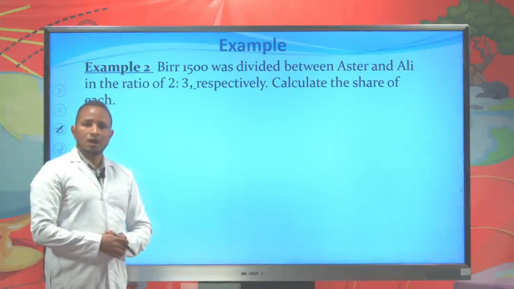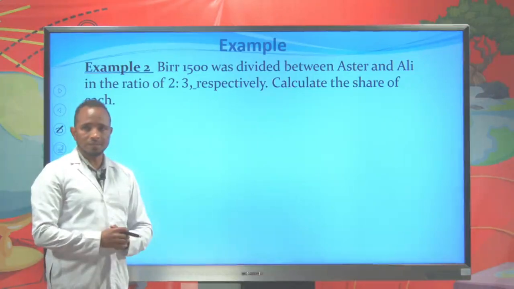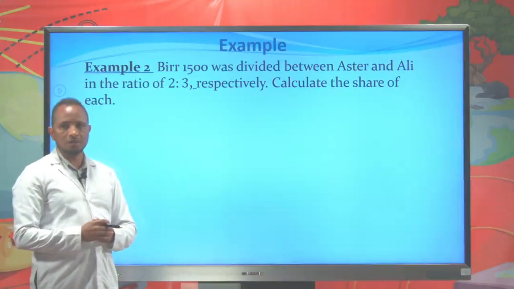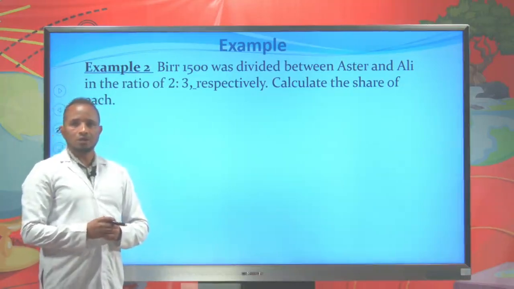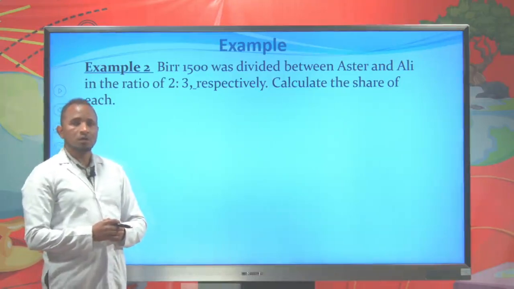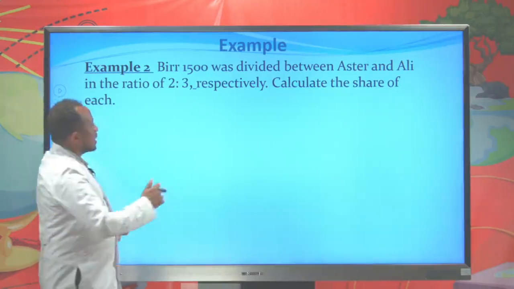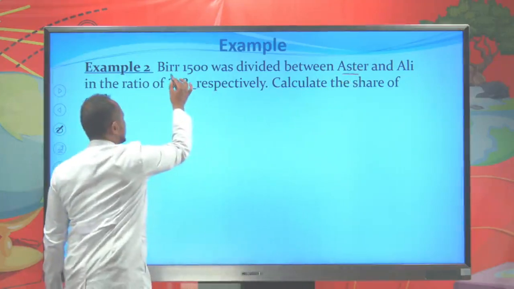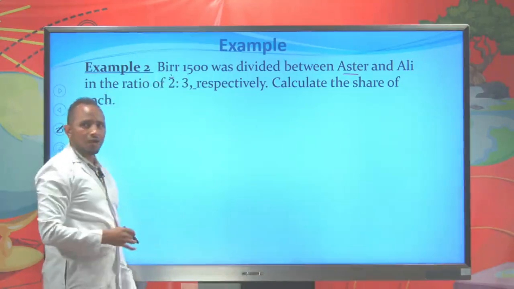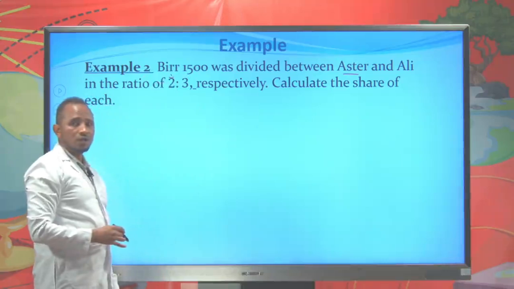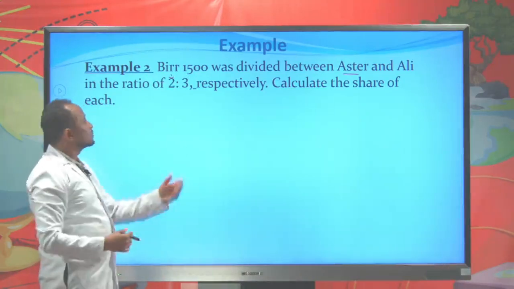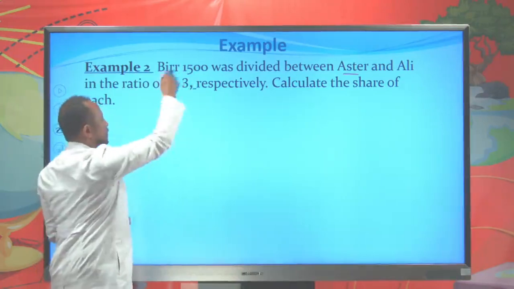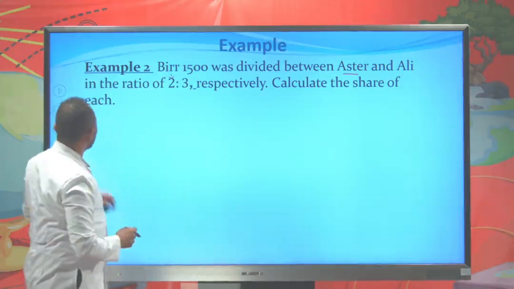Birr 1,500 was divided between two persons, Aster and Ali, in the ratio of 2 ratio 3, respectively. So, calculate the share of each. To do this, Aster shares 2 parts out of the total of 5, 2 ratio 3, 2 fifths. Aster will share 2 fifths of the total amount of money, and Ali shares 3 fifths of the total amount of money.